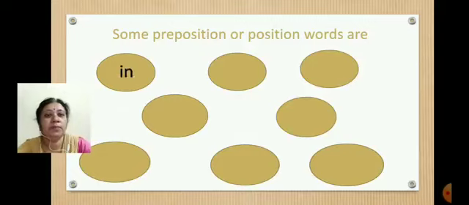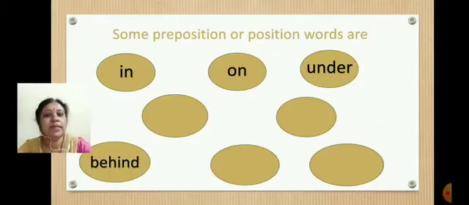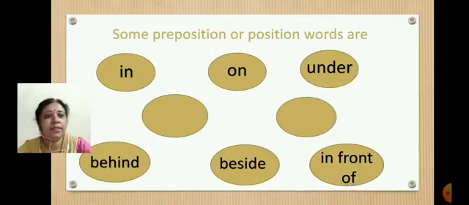Now see the first one. I, N, in. Next is O, N, on. Next one, U, N, D, E, R, under. Next is B, E, H, I, N, D, behind. Next, B, E, S, I, D, E, beside. Next is in front of. Next one is N, E, A, R, near. Next is F, A, R, far. Okay, once more we will read.